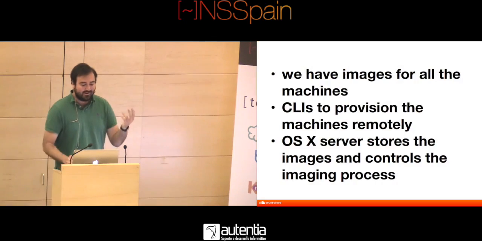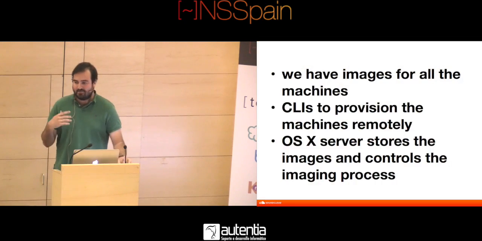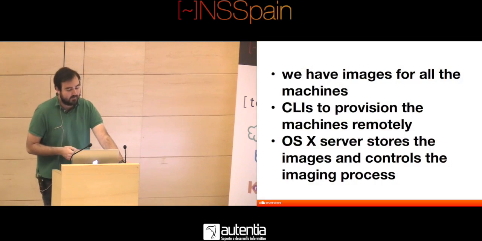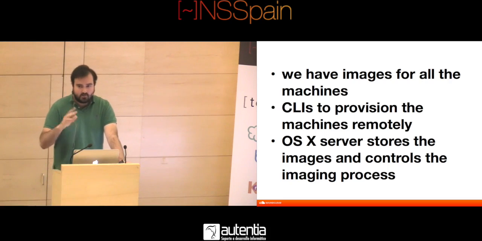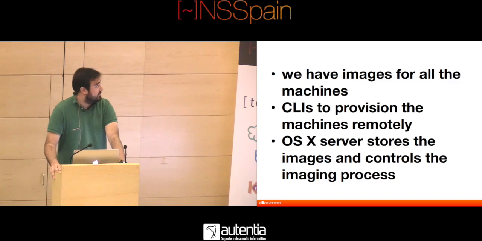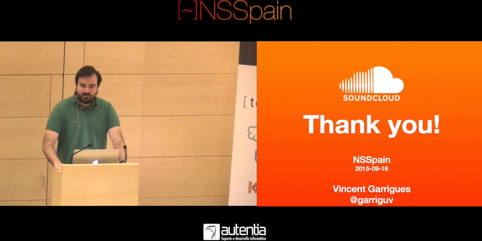We have disk images for all the machines, and command line tools to provision them remotely. There's an OS X server that stores all of this and controls the imaging process. Sometimes you have to jump in and reboot one machine, but the team learns to do it. There's a ton of stuff on the wiki. And that's it. Thank you very much for listening to me.